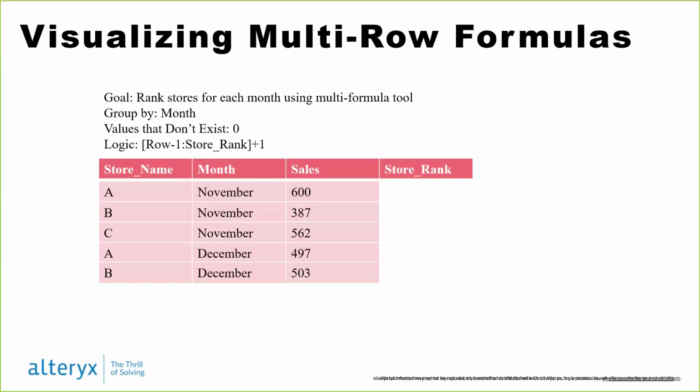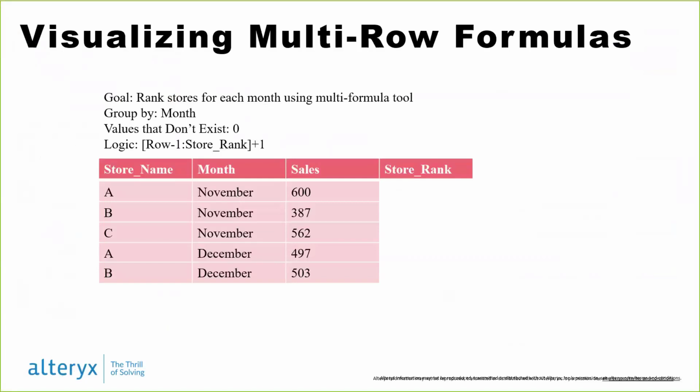So let's pretend I have a data set that looks like this, just to understand the behavior of the multi-row formula tool. Okay, I've got 3 stores, all for the months of November and December, and they have a certain sales value, and I want to apply some sort of rank to those stores for each month.